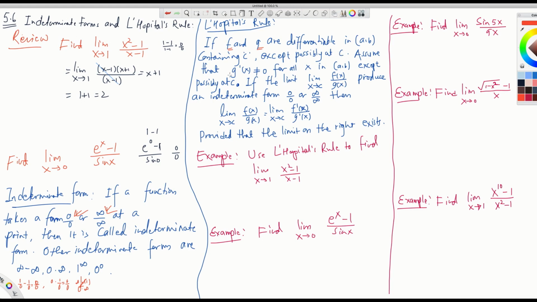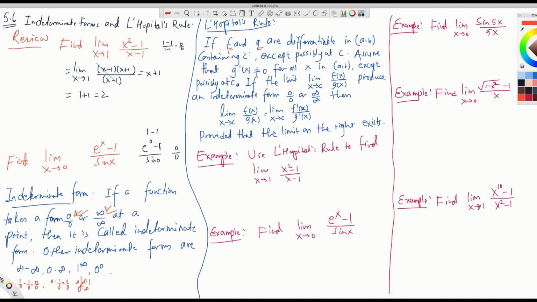Also assume that the derivative at all the points in that interval is non-zero except possibly at C. So the functions f and g must be differentiable everywhere in between A and B except possibly at C, but they should be differentiable everywhere between A and B. And then also the derivative of g is non-zero everywhere except at the point C.